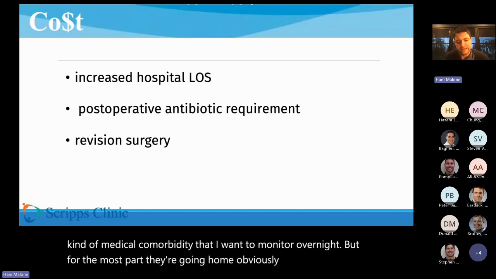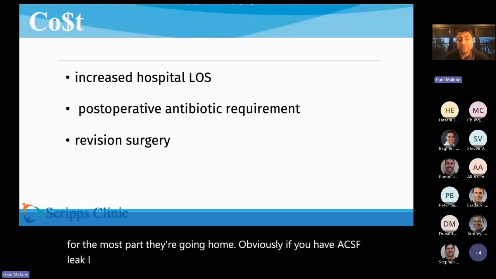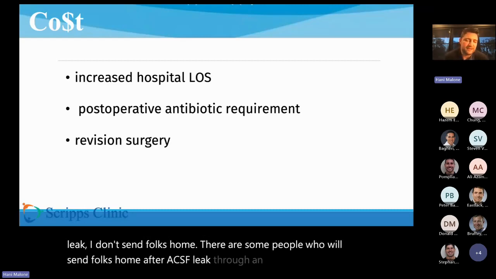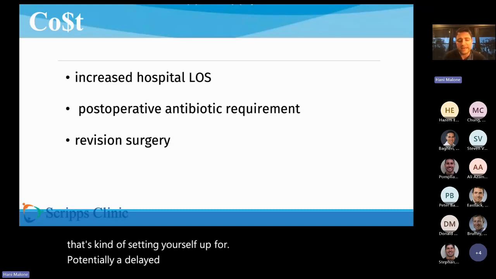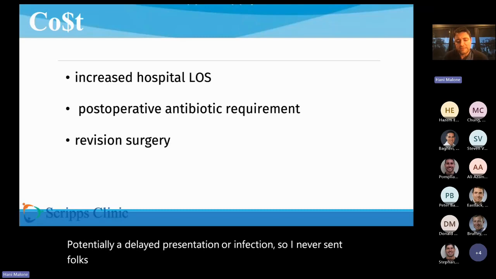But for the most part, they're going home. Obviously, if you have a CSF leak, I don't send folks home. There are some people who will send folks home after a CSF leak through an MIS tube. I just think that's kind of setting yourself up for potentially a delayed presentation or infection. So I never send folks home. I usually keep them flat the following day.